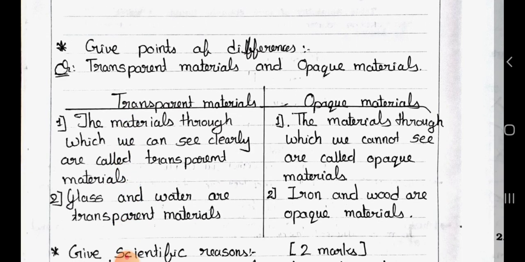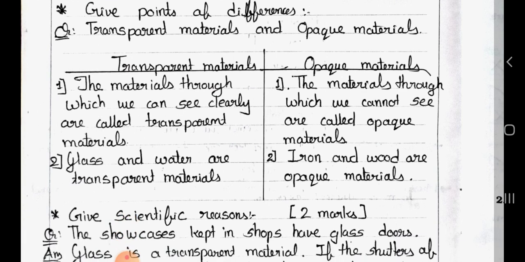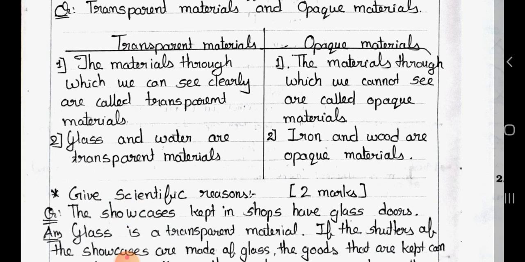Now for the other one, give points of difference. Distinguish between transparent materials and opaque materials. See the transparent materials point: the materials through which we can see clearly are called transparent materials, and opaque materials are the materials through which we cannot see. Second point, glass and water are transparent materials, and iron and wood are opaque materials.